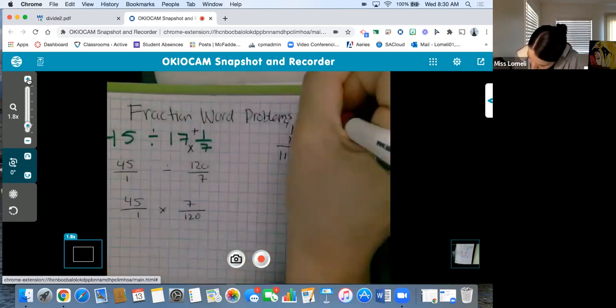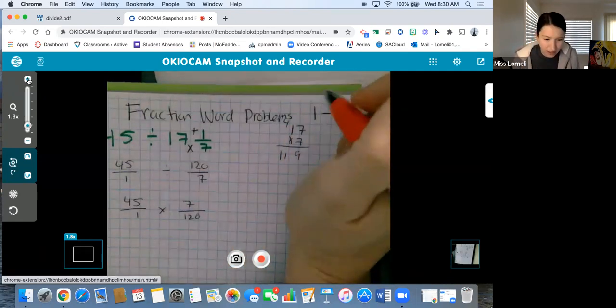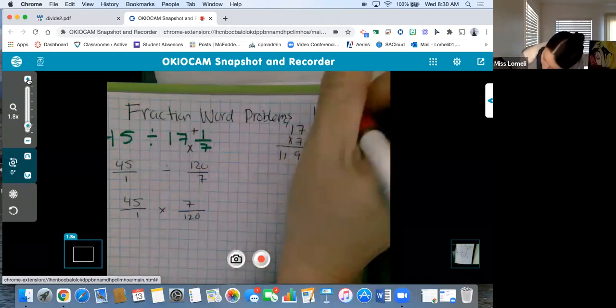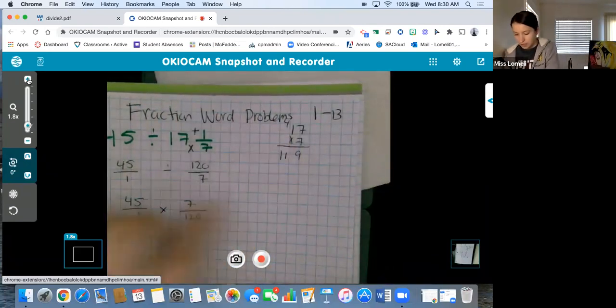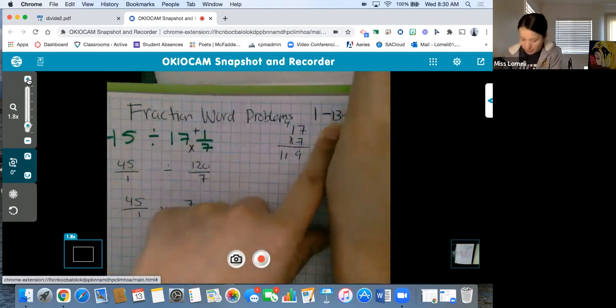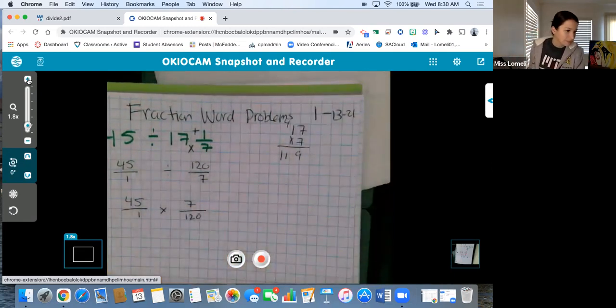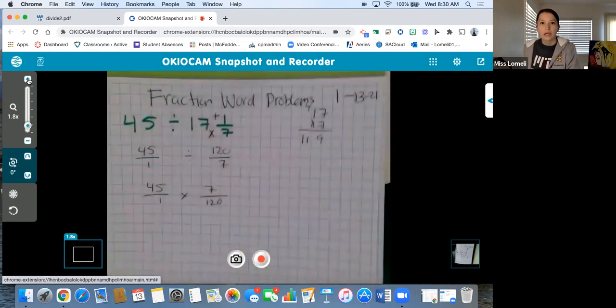Sorry, I forgot to do this. Today is the 13th. Sorry, fraction word problems. Here's 1 dash 13 21. Sorry, forgot to do that. Okay, so here it is.